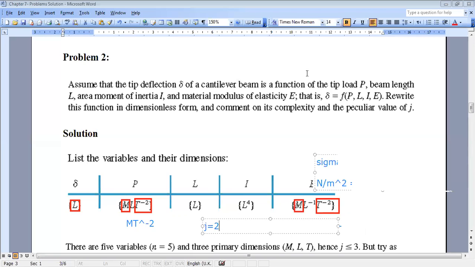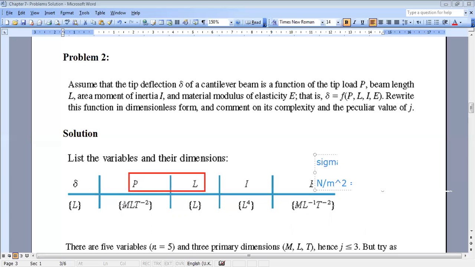Of course, because look, if you take, for example, P and L, they will not form a group, because P contains M and T, while L doesn't contain M and T. So now I can take P and L together, or I can take, let me just take 1 second.